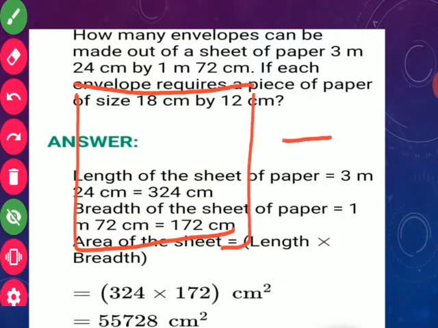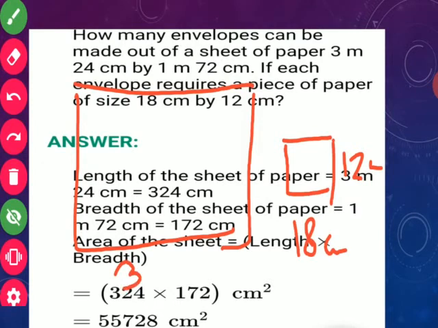Suppose for making an envelope you require 18 centimeter by 12 centimeter of the paper, and the length of the sheet is given to you as 3 meter and 24 centimeter, which when you convert will become 324 centimeter, and the breadth is given to you as 1 meter and 72 centimeter, which when you convert into centimeter will become 172 centimeter. So how many envelopes can be made from this sheet of paper?